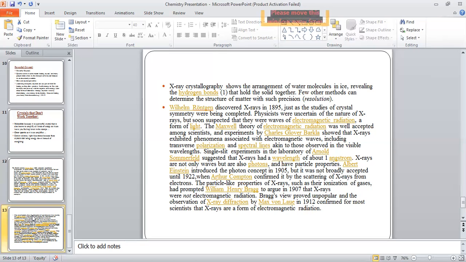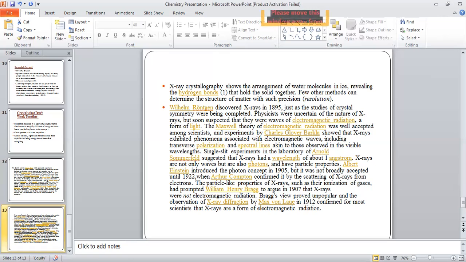The Maxwell theory of electromagnetic radiation was well accepted among scientists, and experiments by Charles Glover Barkla showed that X-rays exhibited phenomena associated with electromagnetic waves, including transverse polarization and spectral lines akin to those observed in the visible wavelength. Single-slit experiments in the laboratory of Arnold Sommerfeld suggested that X-rays had a wavelength of about 1 angstrom. This is the wavelength of X-rays which we study.